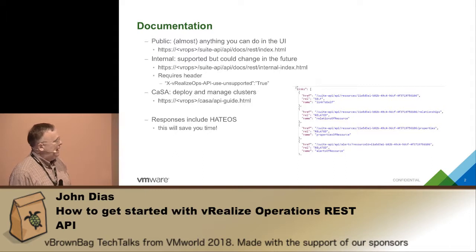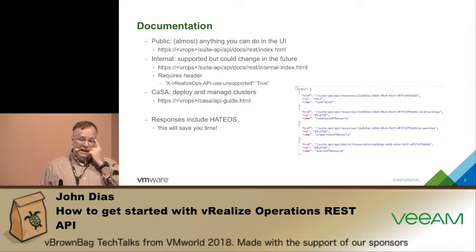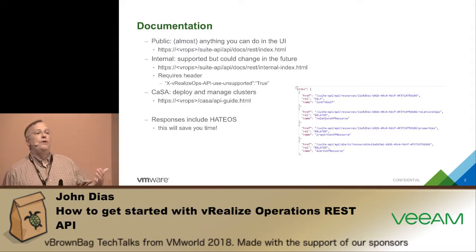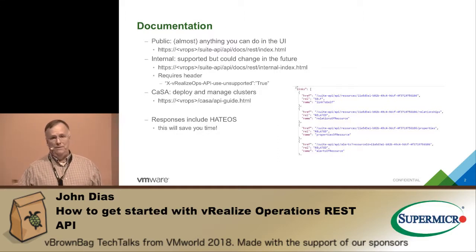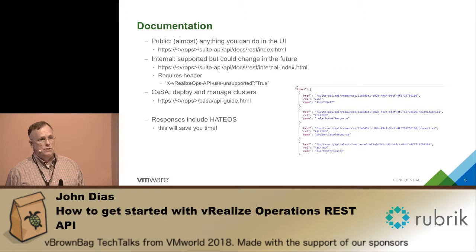So let's dive right in. The documentation for the REST API is actually found on the vRealize Operations appliance. So any appliance node, it can even be a remote collector, you can go to the URL shown here to find the documentation. So there's no place for it offline currently.